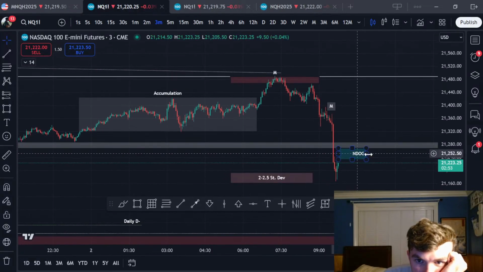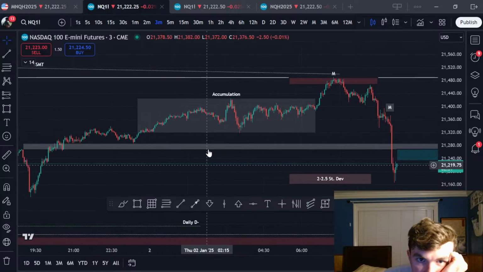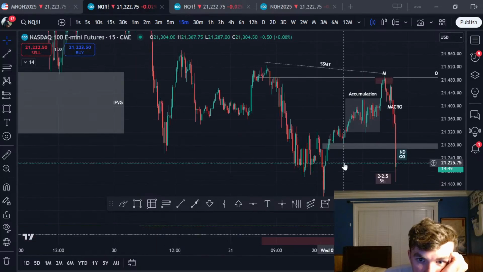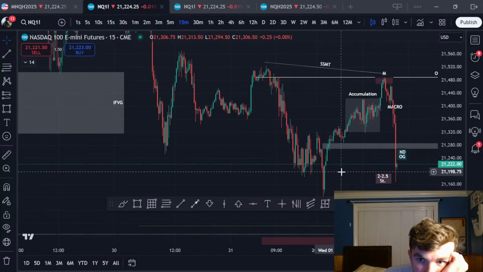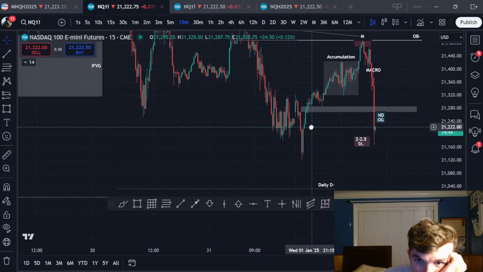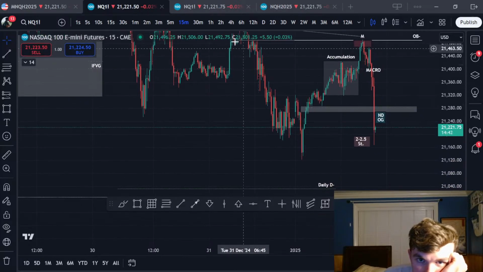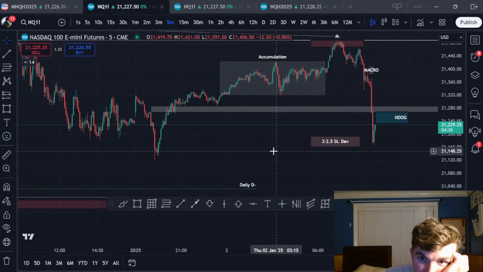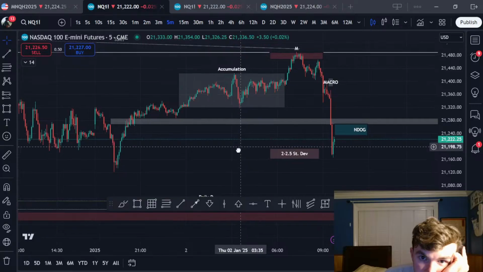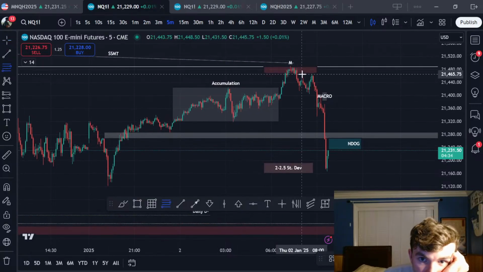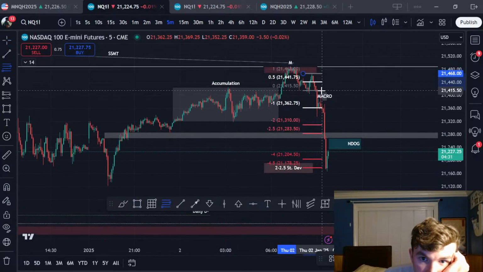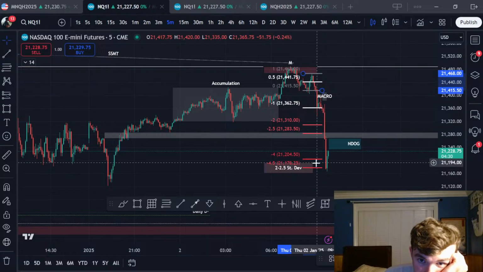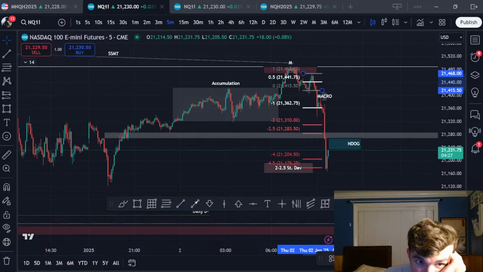So we'll see how we respond to this opening gap here. Should be interesting. It's possible we tap into it and then aggressively go down lower here. Look at that. Right to the 4 to 4.5. That's crazy.